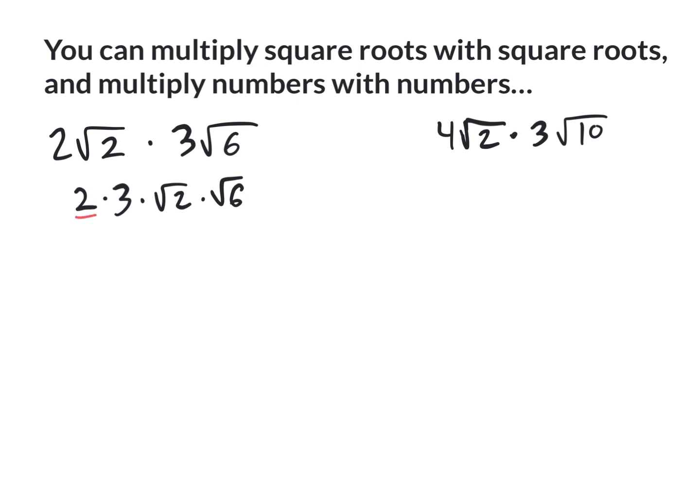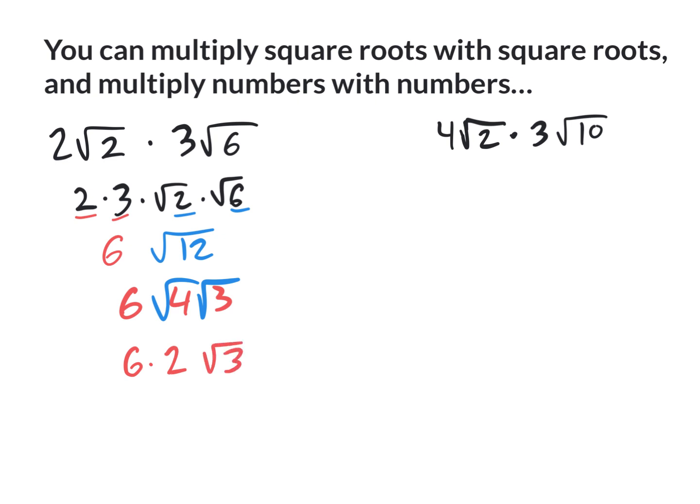So 2 times 3 is 6, and the square root of 2 times the square root of 6 is the square root of 12. And then you could simplify 12. You want a perfect square number in there, that's going to be 4 times 3, and then split the root. Don't forget to bring down the 6. The square root of 4 is 2. So what you really have is 6 times 2, and then the square root of 3 comes down, leaving your final answer: 12 square root of 3.